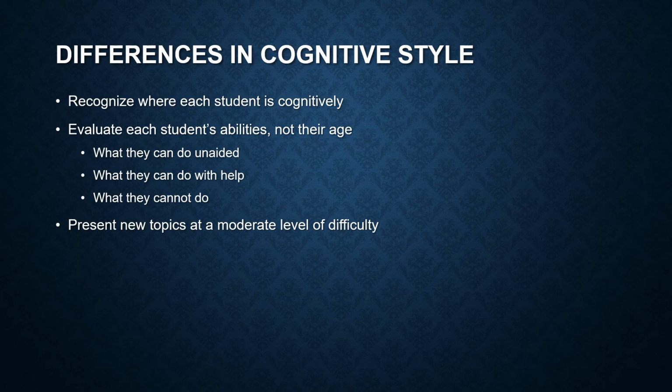How are you going to account for different ways of thinking that may be influenced by brain function or even by culture, time, and experience? There are clear steps to managing this in your classroom. First, you must recognize where each student is. What do they already know?